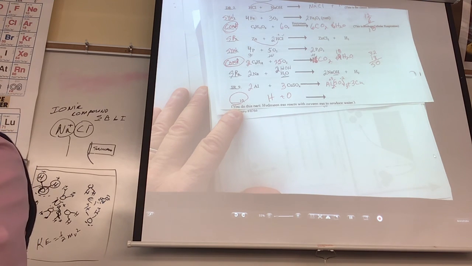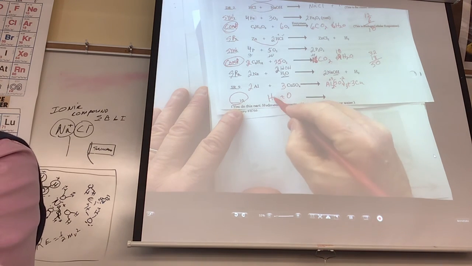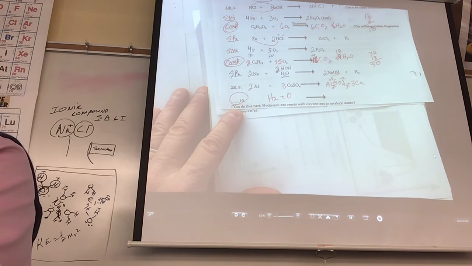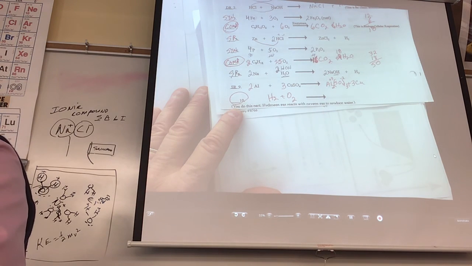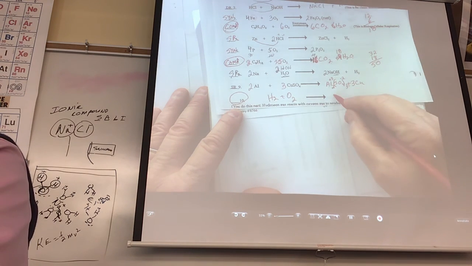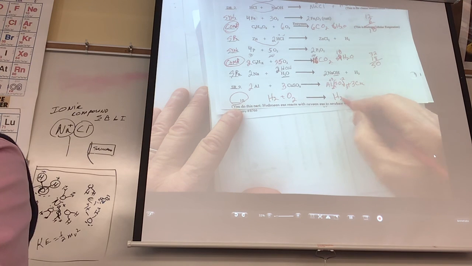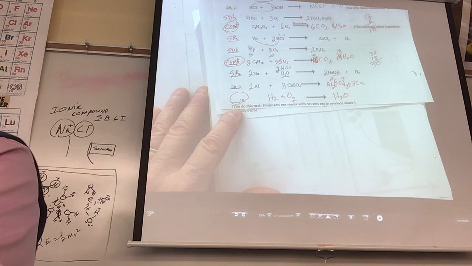So what am I going to write for hydrogen? When hydrogen's by itself, what am I going to write? H2. H2 reacts with oxygen. Oxygen by itself, what am I going to write? Isn't it a diatomic element? And how do I write water? Now, I don't need to write HOH because I didn't find hydroxide. See that? Now, how do I balance this?